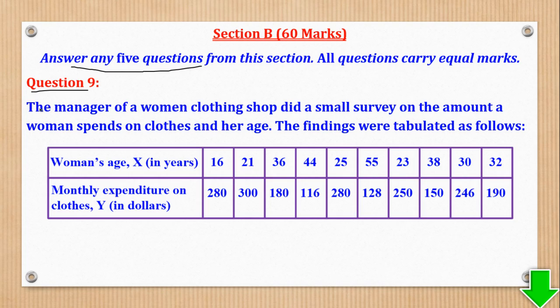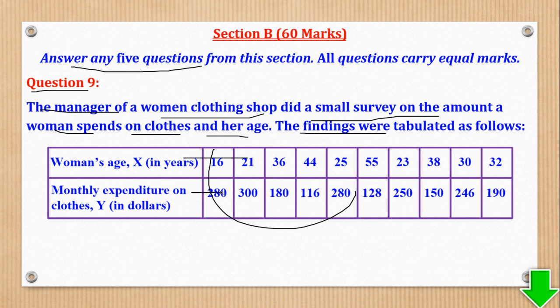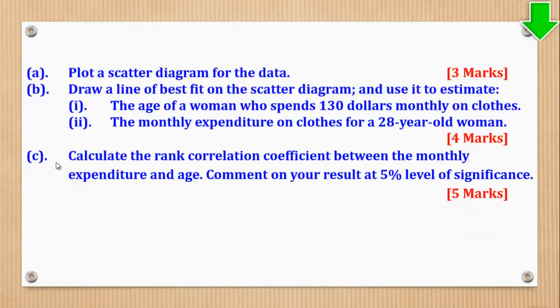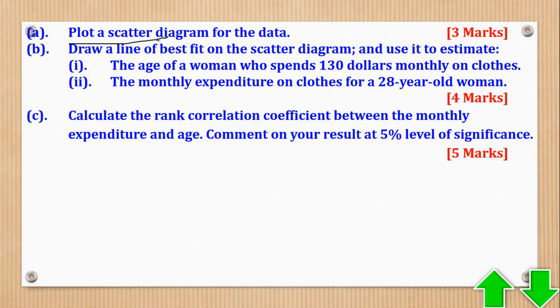So question 9 says, the manager of a women's clothing shop did a small survey on the amount a woman spends on clothes and her age. The findings were as follows. So woman, age, then expenditure in dollars. Then part A, plot a scatter diagram for the data.